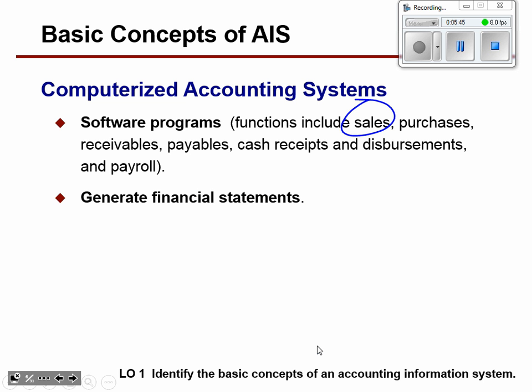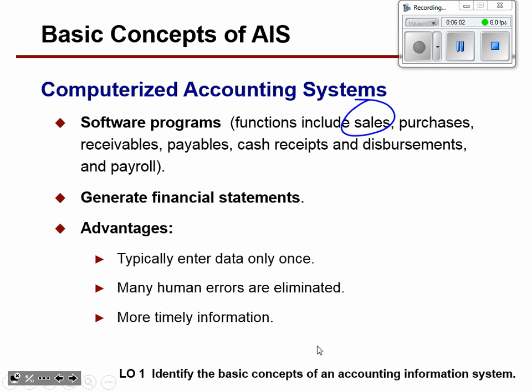Computerized systems will also output financial statements. So instead of you bolding things or indenting things, doing the math to figure out A equals L plus OE, it would do all of that for you. There's obvious advantages here. You put data in once and it flows through the system. In other words, if you journalize something, it's going to post it and generate financial statements as you input data.